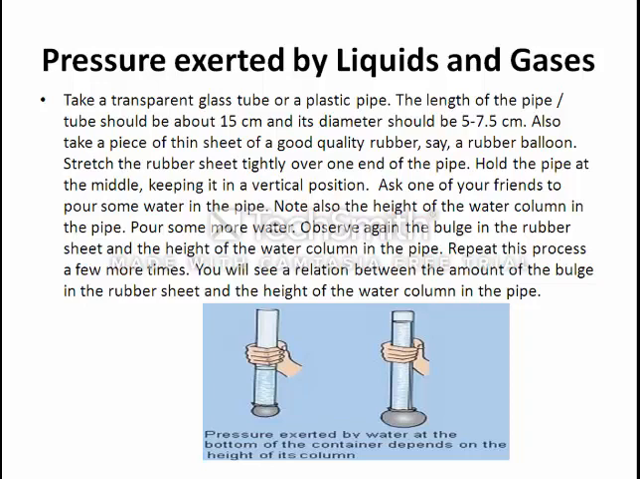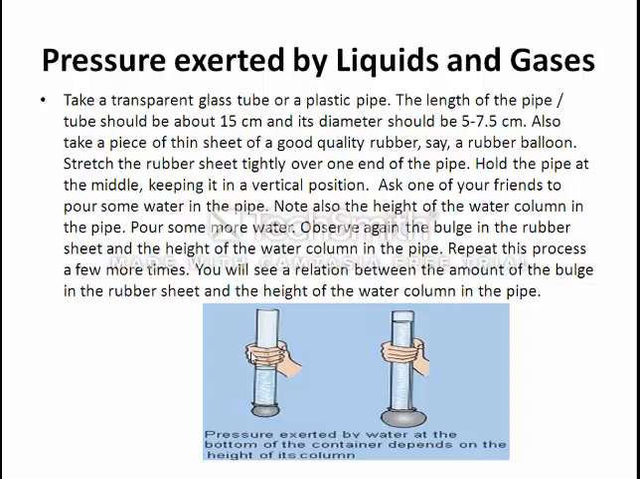Okay, now what do you have to do? Take the rubber balloon, and hold the plastic pipe or glass tube in one hand, and with the help of a friend, ask them to pour the water, or with your other hand you pour water in the pipe. And you observe the bulging part of the balloon, what is happening. You will observe that as the height of the water keeps increasing, the balloon will bulge more and more.